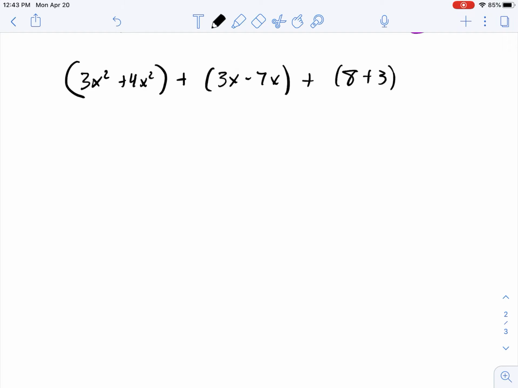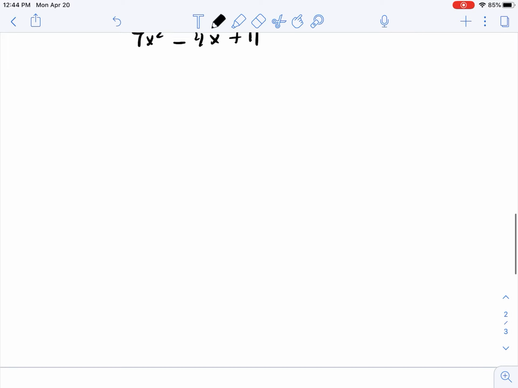So if I have, let's say, 3x squared plus 4x squared, I can add those together. If I have 3x minus 7x, add those together. If I have numerical values, no x's at all, add those. So this gives me 7x squared plus negative 4x plus 11. Now again, this could be written also as 7x squared minus 4x plus 11.